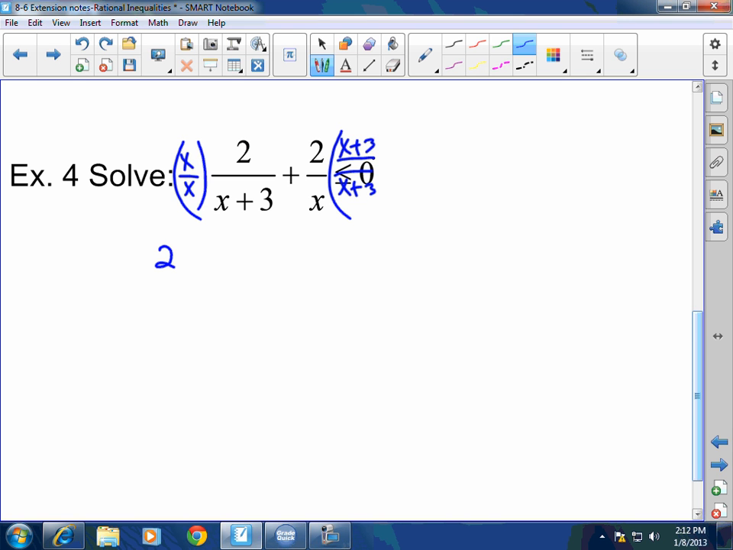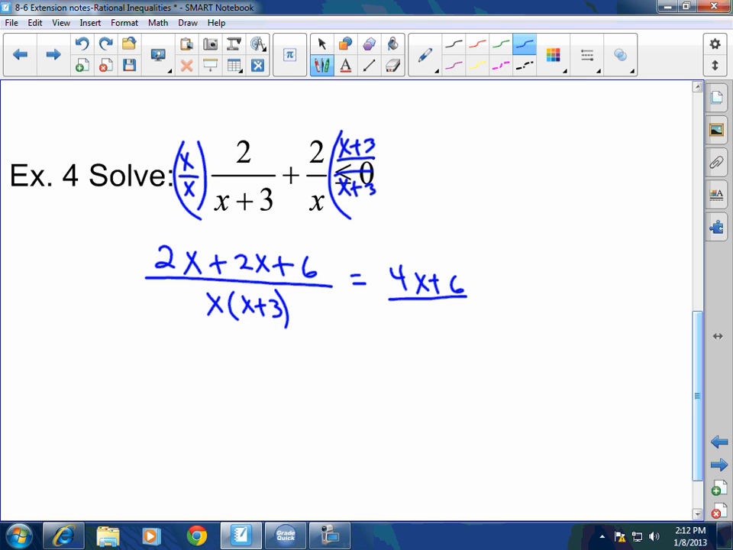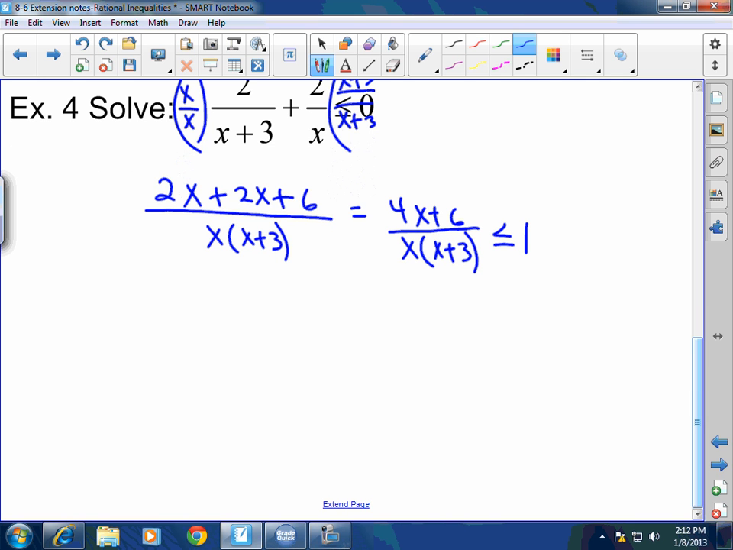So now this is going to be 2x plus 2x plus 6 over x times x plus 3. So this will be 4x plus 6 over x times x plus 3. Is everyone with me here? Okay, now, there's going to be quite a few more intervals this time. First thing, yes, yes?